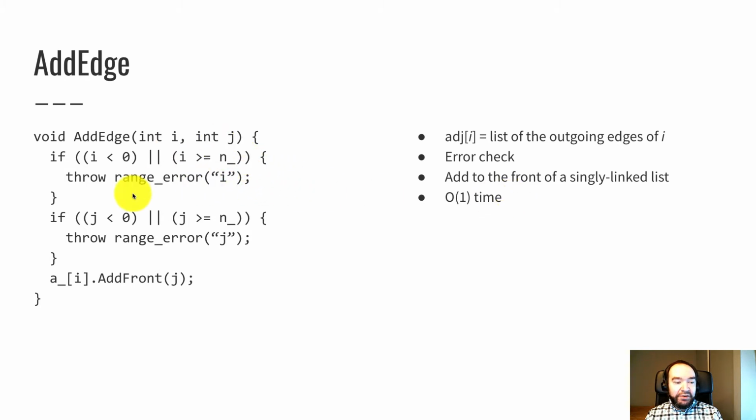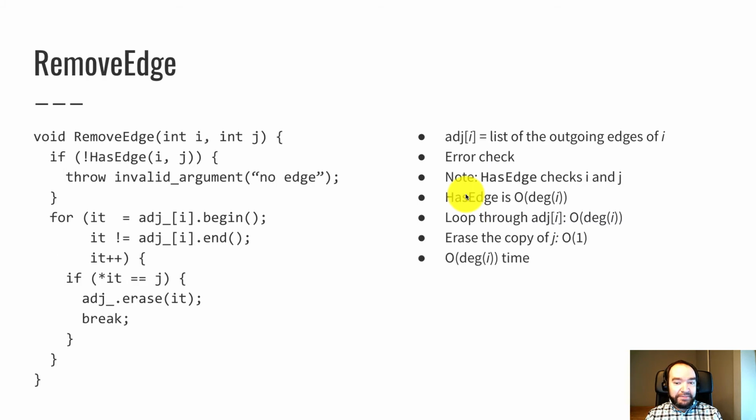Adding an edge is simpler actually. We've got the error checks on i and j, and then we just add to the front of that linked list. So adj of i is the list of all of the outgoing edges of i. If we're creating an edge from i to j, then adj of i needs to include j. So we just do adj of i dot add front j, and that's it. And this takes constant time. We're adding to the front of a singly linked list, and that takes constant time.